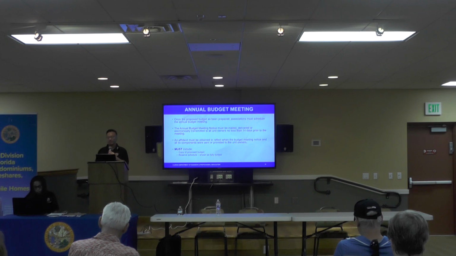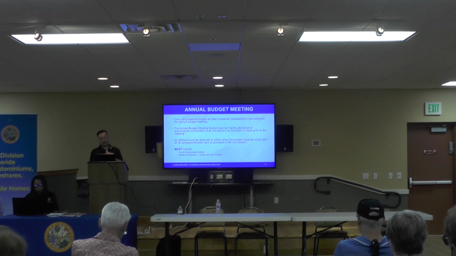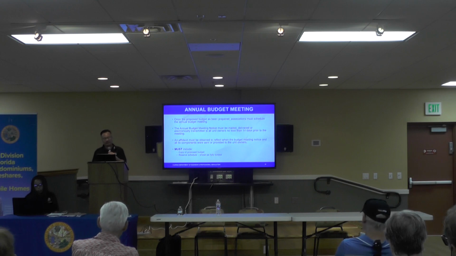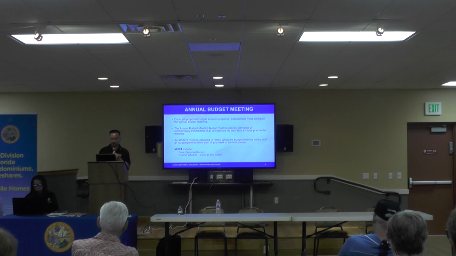An affidavit must be obtained to reflect when the budget meeting notice and all its components were sent or provided to the unit owners. This affidavit, along with the budget meeting notice and components, must be maintained within the association's official records. A budget must be proposed and adopted no later than 14 days before the beginning of the fiscal year.